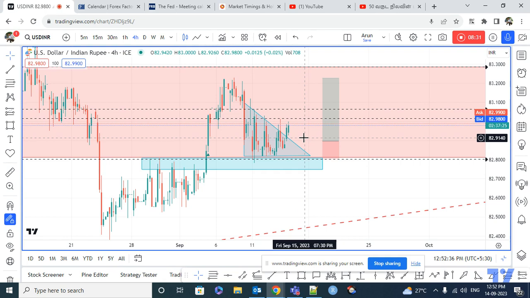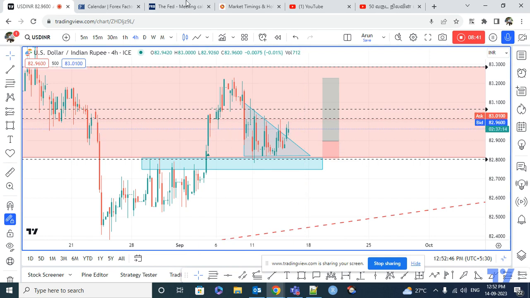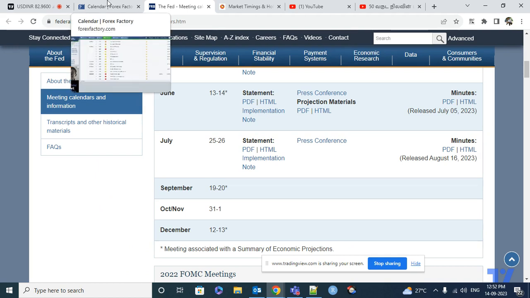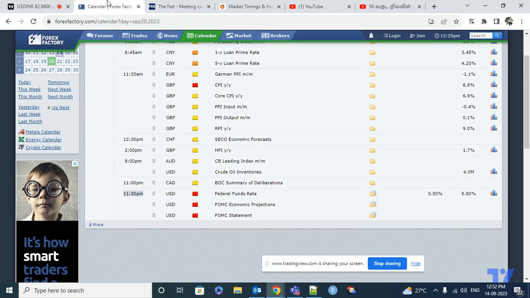Will the Fed drop the interest rates? That will never happen. Reason: the inflation is still not under control. So that is the reason the USD interest rates will never go down in any near period of around 18 months. So that is one thing. Either it is a pause or it is an increase. So the maximum probability is a pause.